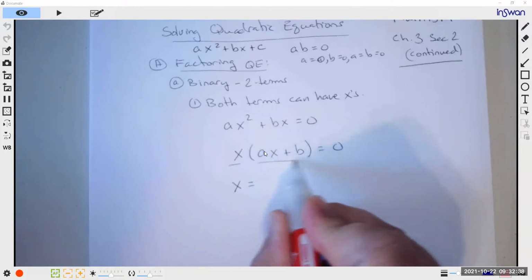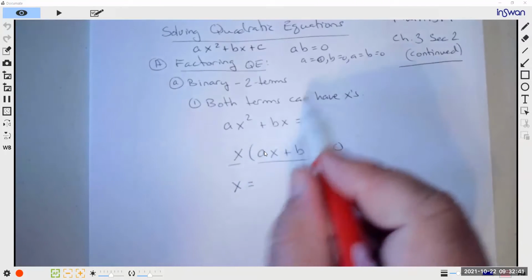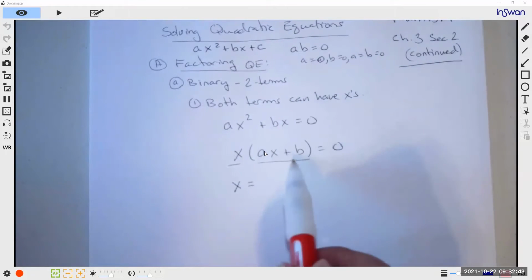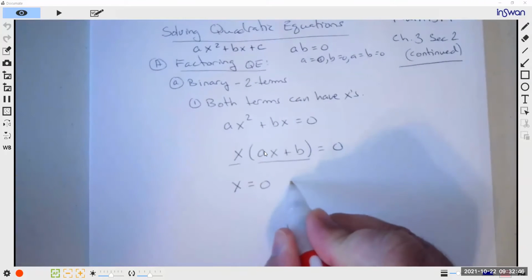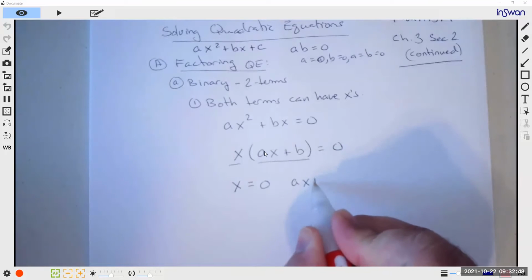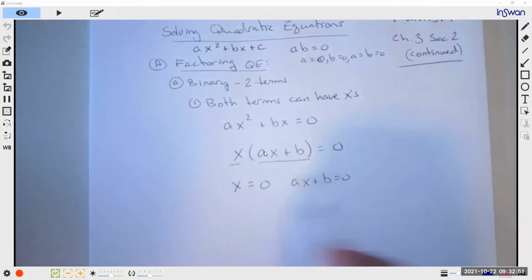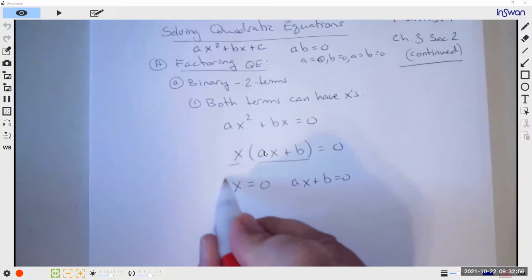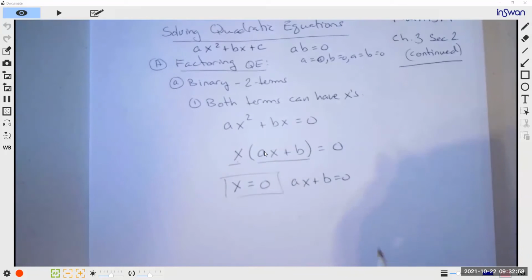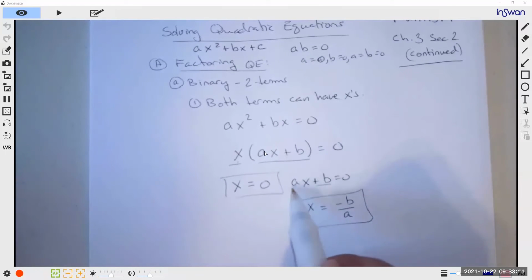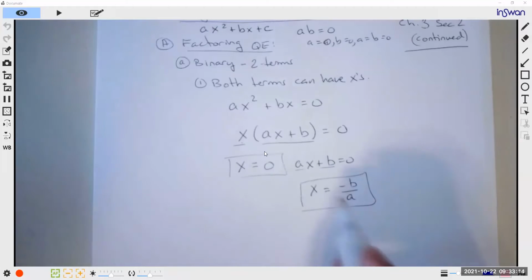We have two terms. This is the a times b, as we have up here. So we set both of these equal to 0, because this times this equals 0, so one or both is 0. And solve for x. There's our first answer, x equals 0. The second answer is negative b over a, the opposite sign of what's inside the parentheses, divided by a. So that was the first case.